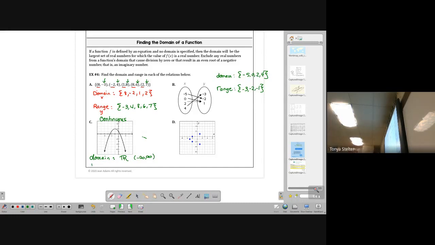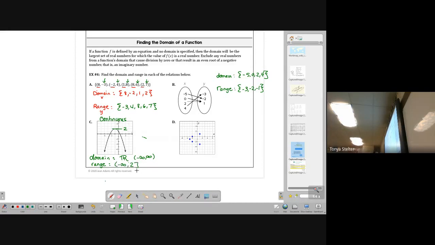The range, however, does have a stopping point or a starting point, however you want to look at it. It doesn't go any higher than this 2, but it does go low forever and ever. So the range here would go from negative infinity with a parenthesis, comma, 2 with a bracket. Let me flip that around.